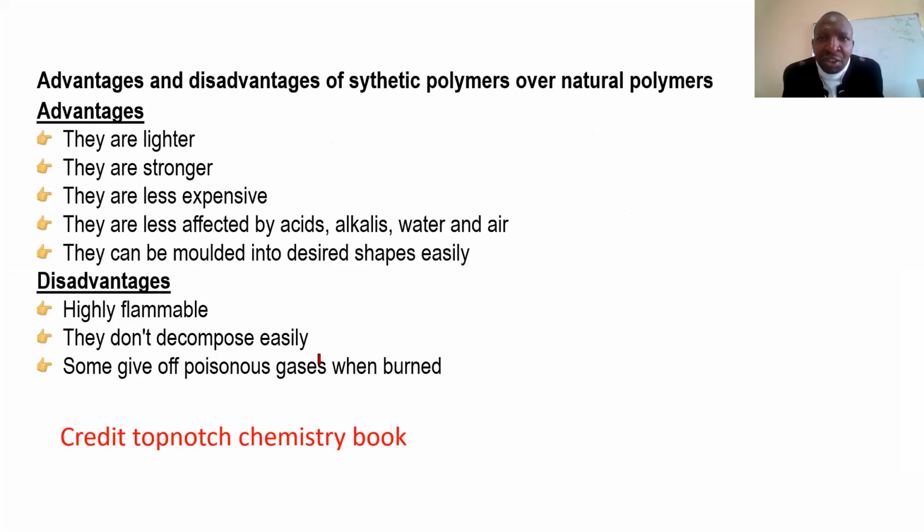Advantages and disadvantages of synthetic polymers over natural polymers. They are lighter, they are stronger, they are less expensive, less affected by acids, alkalis, water, and air because they are plastics. Disadvantages are highly flammable. They don't decompose easily, meaning they bring about environmental pollution because these are plastic. And they give off poisonous fumes when burned. This is how you qualify your answer. You don't just say they give off poisonous gases. They give off poisonous gases when burned.